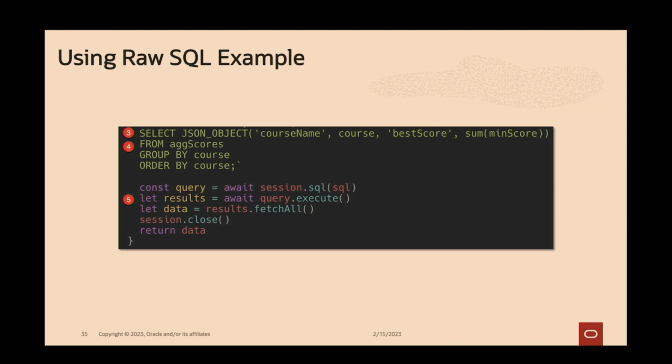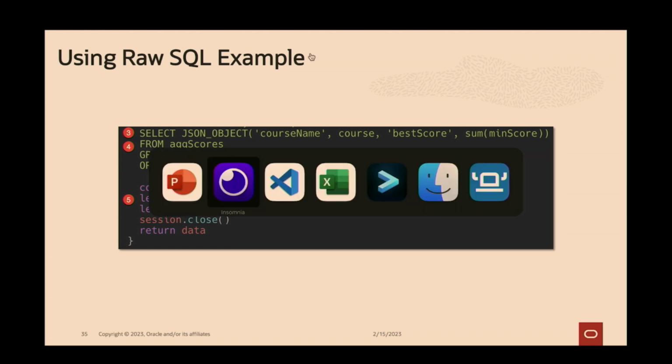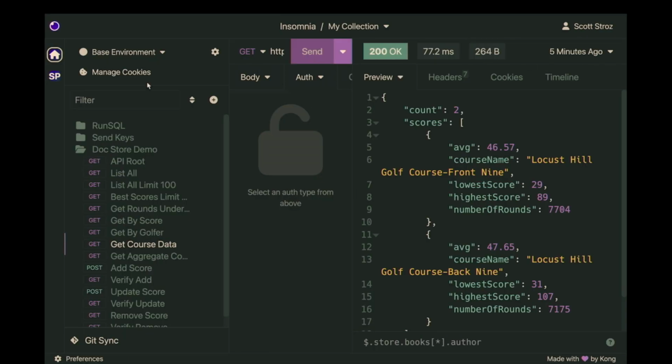Now there's a little bit of difference here. This is one of the examples where I'm not pulling in the session and the schema and the collection. All I'm getting is the session. Because when you're dealing with raw SQL with Document Store, you don't need to worry about the schema and the collection. You just do session.SQL, you pass in your SQL that you want, and then you do the results equals query.execute. Okay, again, you still need to do the fetch all, and then again, close the session. So now I'm going to show you the example of this.